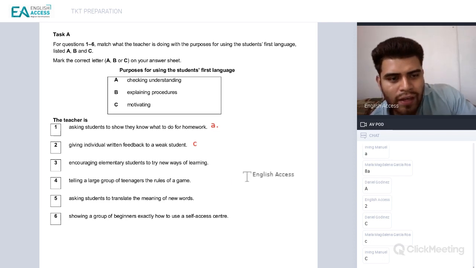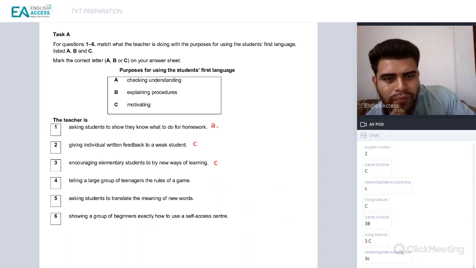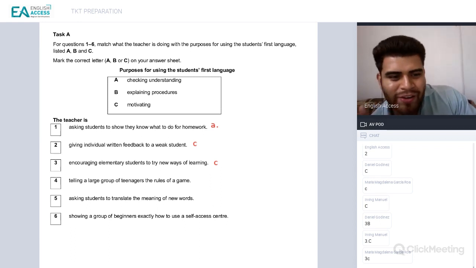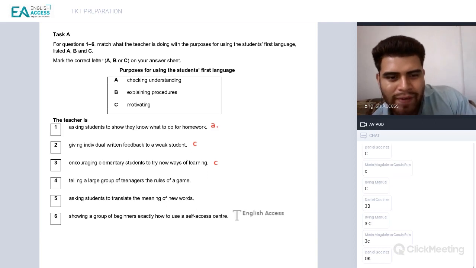All right. The teacher is encouraging elementary students to try new ways of learning. Yes, number three is C. When we encourage, it's motivating. Encourage is a synonym of motivate. So that one is definitely C.